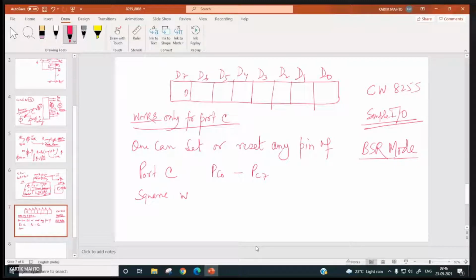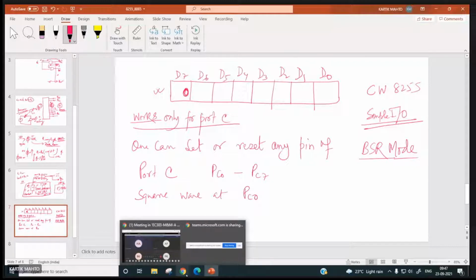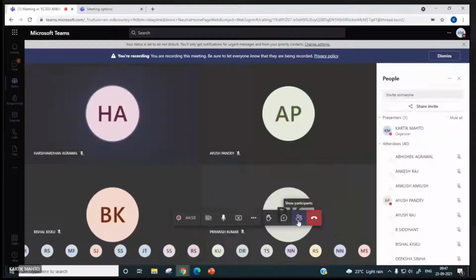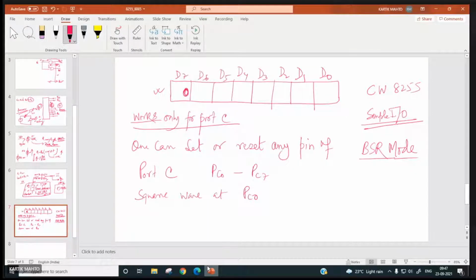Right? Now suppose we want to generate a square wave at PC0. Square wave at PC0. How will we do it? We have to put this one as 0, no? In BSR mode. Everybody agrees? Hello? Yes. Good. We have to put this 0, right? All these are don't care. So either you put 1 or 0, nothing is going to happen. No effect will be there.